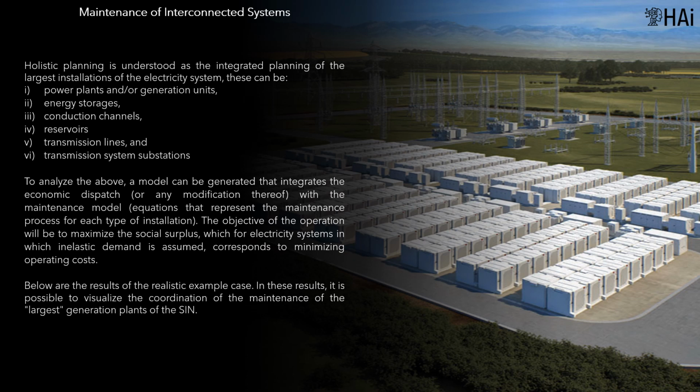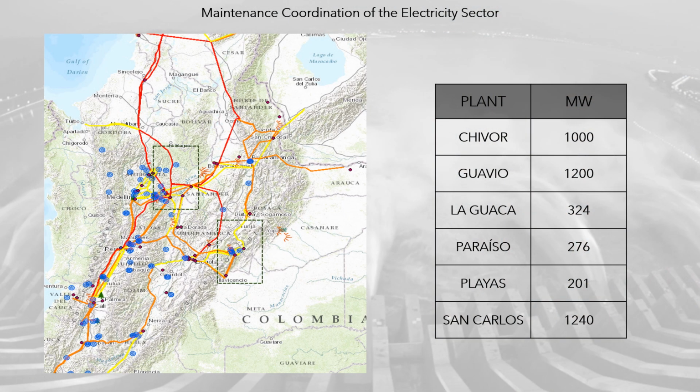The objective of the operation will be to maximize the social surplus, which for electricity systems in which inelastic demand is assumed, corresponds to minimizing operating costs. Below are the results of the realistic example case. In these results, it is possible to visualize the coordination of the maintenance of the largest generation plants of the SIN, in Colombia. Below are the results of a realistic case study.